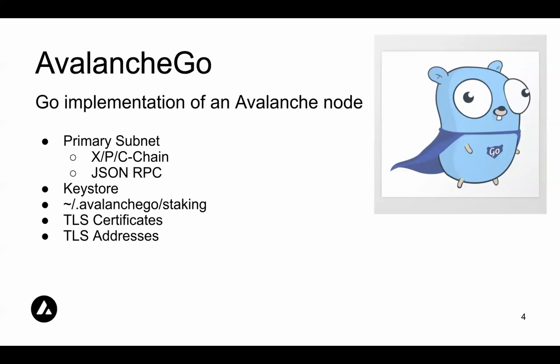So anyway, if you see CB58, it's not a mystery. It's a base 58 encoding with a checksum. We use it extensively throughout. We use hex and CB58. Those are the 2 primary encodings that you'll see. And buffers are obviously used as well.